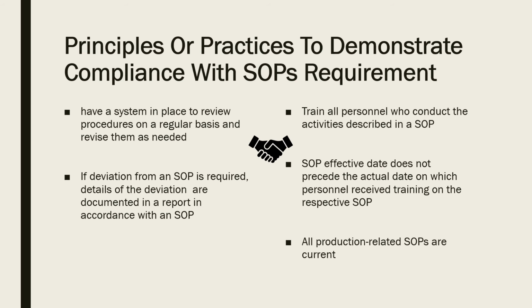There are principles or practices to demonstrate compliance with SOP requirements under the cannabis regulation. Some of these are having a system in place to review procedures on a regular basis and revise them as needed. Having a system in place so that when a deviation from an SOP occurs, the details of that deviation can be captured and documented in a report in accordance with an SOP.